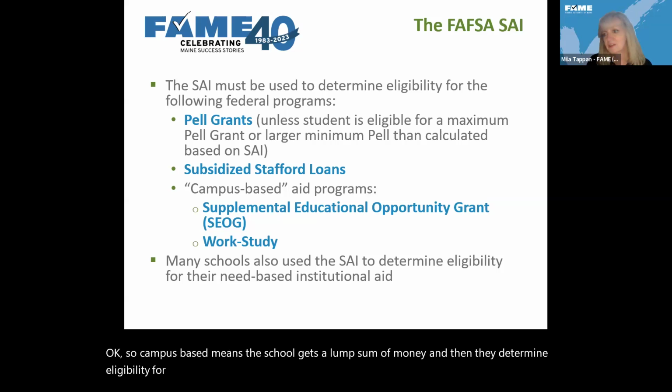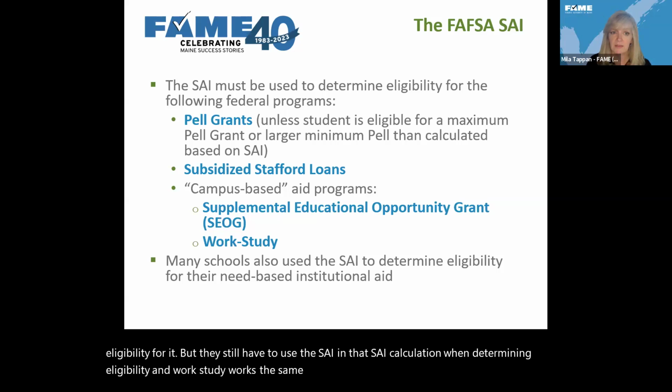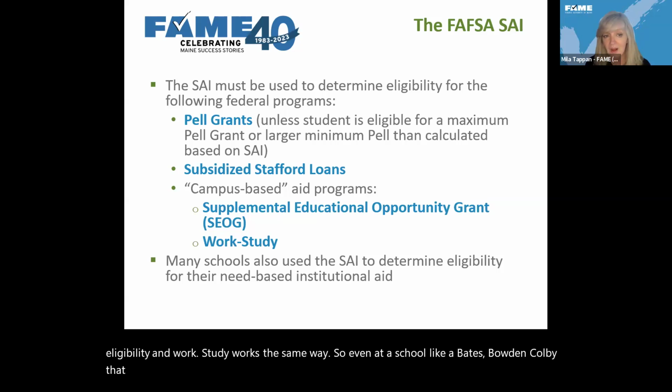But they still have to use the SAI in that SAI calculation when determining eligibility, and work study works the same way. So even at schools like Bates, Bowdoin, and Colby that use the CSS Profile, the SAI has to be used to determine eligibility for these funds.